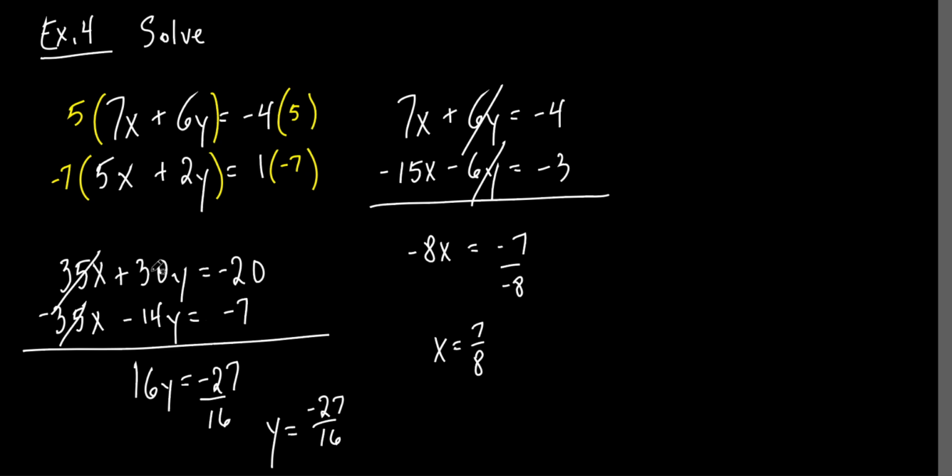I think you would agree that doing it that way was probably a little easier than taking a fraction, right, and plugging it back in. Would you agree? All right, my final answer obviously is, hopefully it's obvious, 7/8 and negative 27 over 16. And that's the answer.